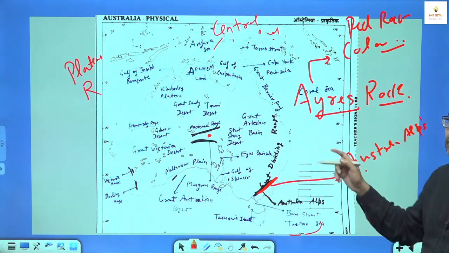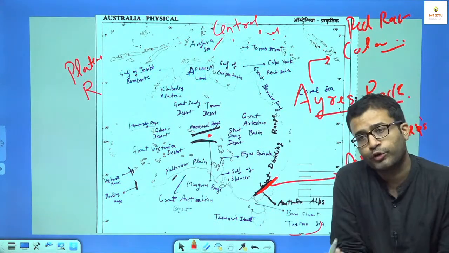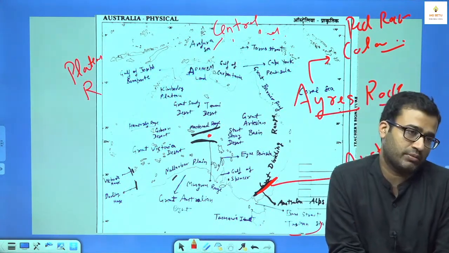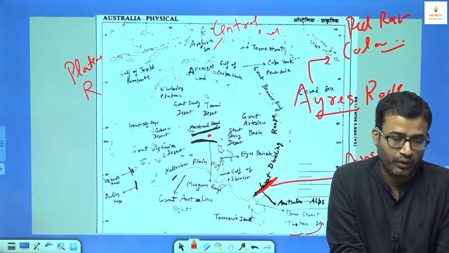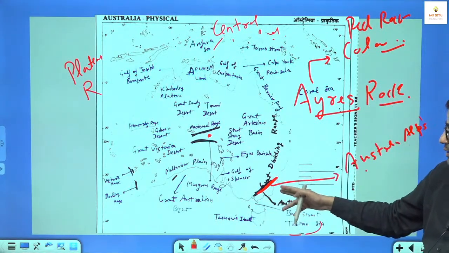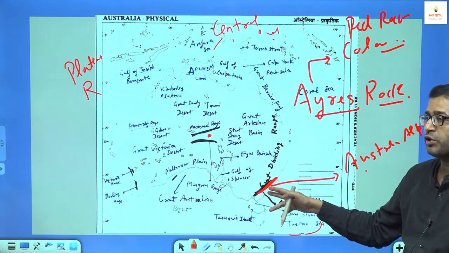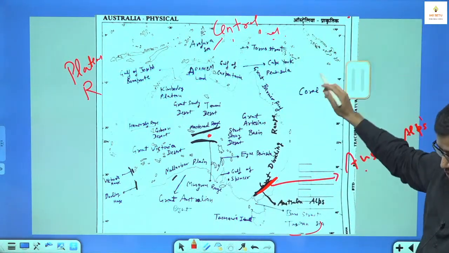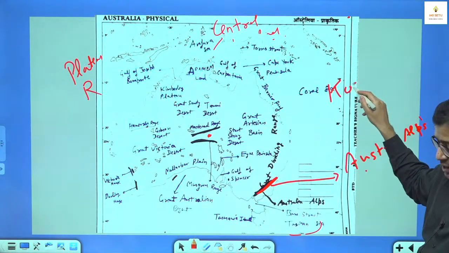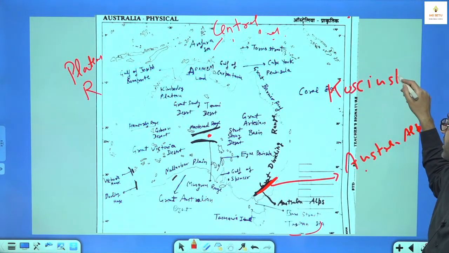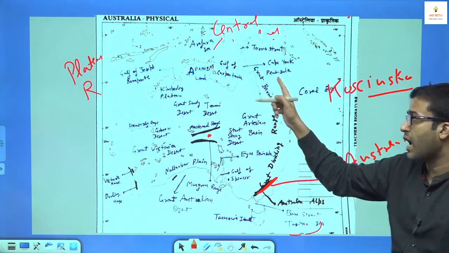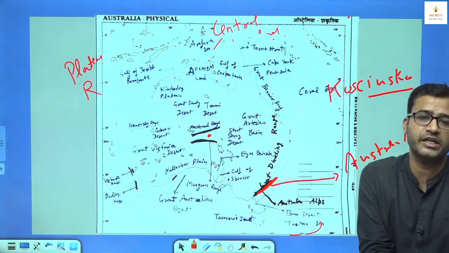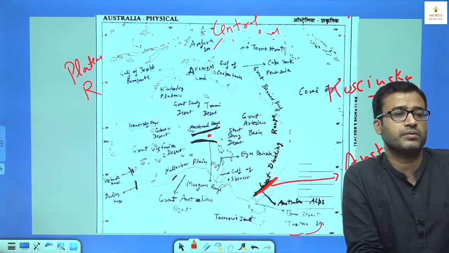And today only we have seen Alps in Europe. Today only we will see there is one more Alps, which is in New Zealand. In the Australian Alps, what is the highest peak? Mount Kosciuszko. And it is the highest peak of the country Australia.